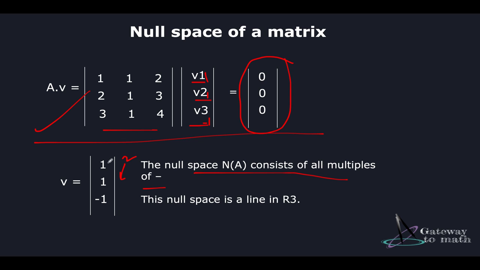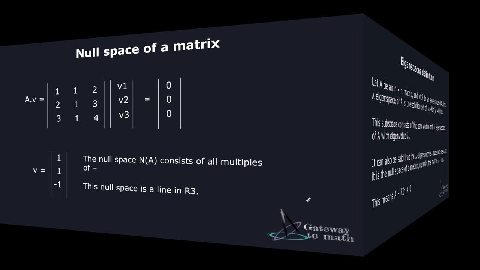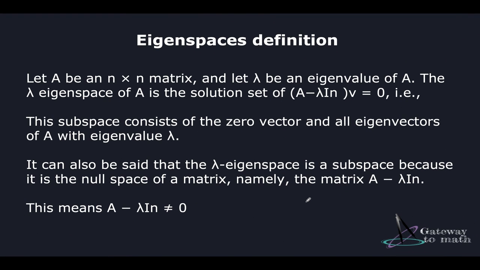This is the null space. So what is null space? It is the set of vectors for which, when you multiply the matrix with them, you get 0, 0, 0 on the right-hand side. This null space is aligned in R3. Alright, now let's get back to our previous definition from the previous slide that we were discussing.